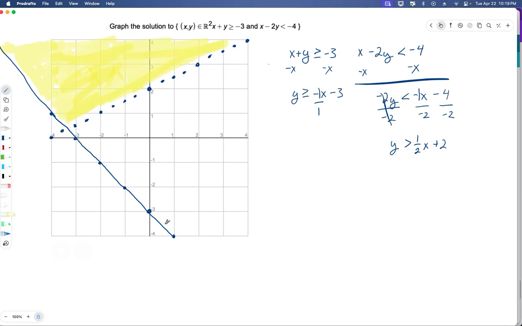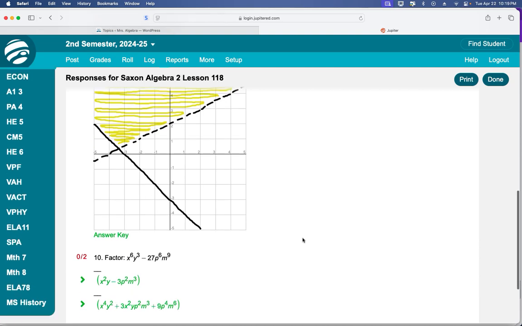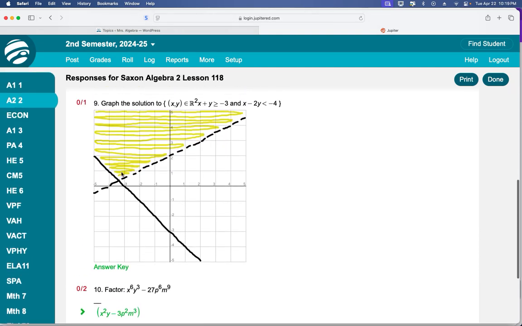Okay, all right. I'll even show you on my answer key what that looks like. Looks like that right there. That's what it's going to be. You have a dotted line here, solid line here, and the top part is what is shaded in. Let's look at the next one.